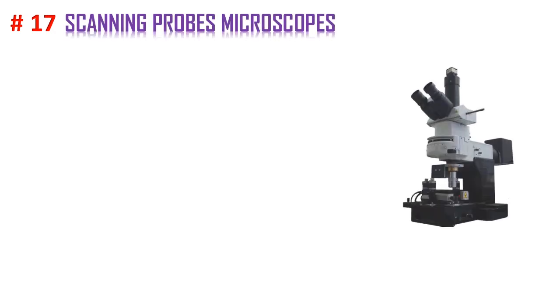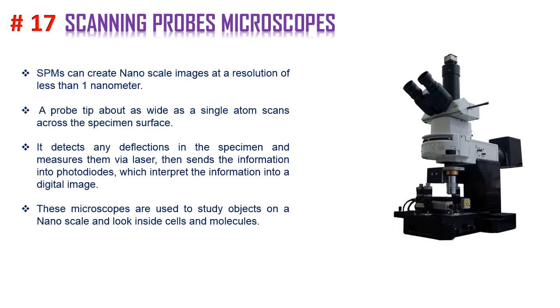And the 17th one is scanning probe microscopes. SPMs can create nanoscale images at a resolution of less than 1 nanometer. A probe tip about as wide as a single atom scans across the specimen surface. It detects any deflection in the specimen and measures them via lasers, then sends the information to the photodiode, which interprets the information into a digital image. These microscopes are used to study objects on the nanoscale and look inside cells and molecules.